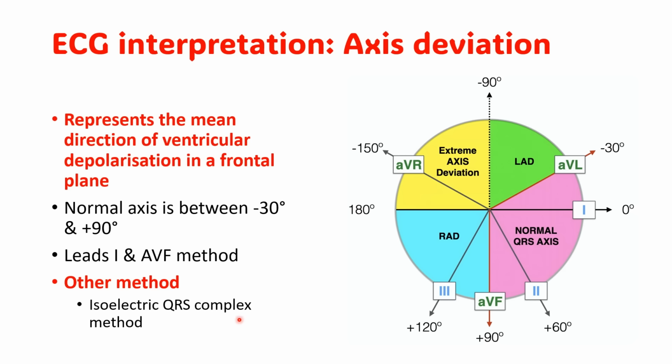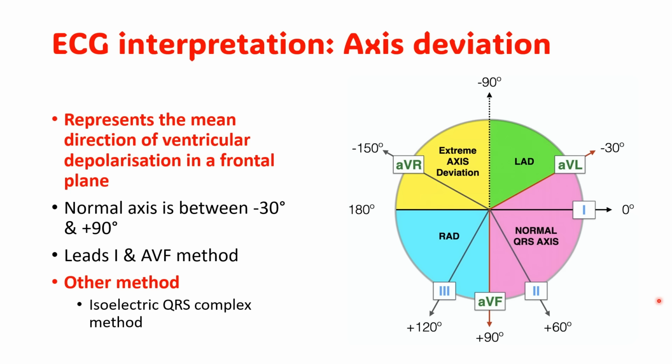So what you want to do is determine the deflection of the QRS complexes. In other words, which way does the R wave of the QRS complex point? Does it point upwards, or does it point downwards? Upwards representing a positive deflection, downwards representing a negative deflection. If there's positive deflection in both leads 1 and AVF, that suggests there's no axis deviation. That's a normal cardiac axis.